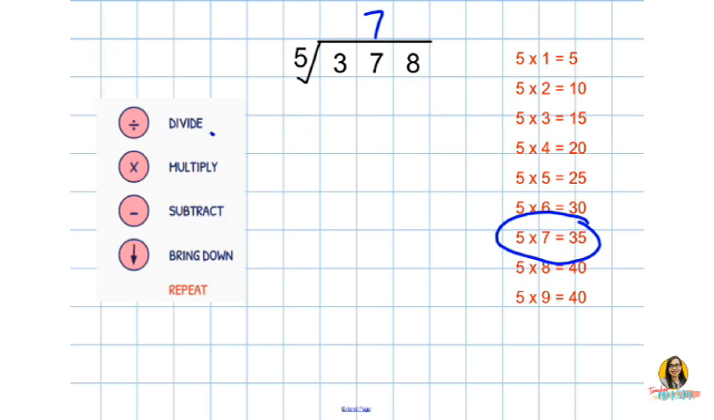So now we're done with the first step. Next step is to multiply. So we're going to multiply 7 and 5. 7 times 5 is 35. We're done with multiply. Next is to subtract. So 37 minus 35. First we subtract 5 from 7. That is 2. And 3 minus 3 is 0. Now our next step is to bring down. So we're going to bring down 8.